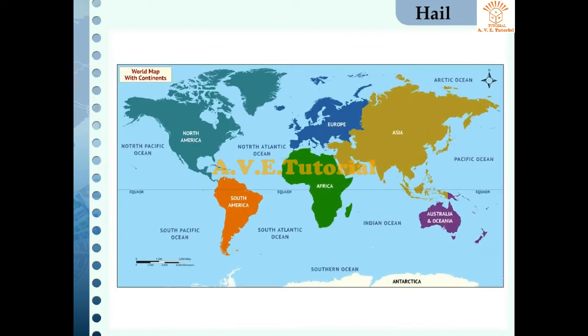Hails occur in summers in India, Africa, and in some parts of Southeast Asia. Hails do not occur in equatorial areas because of the heat in the atmosphere. Hails do not occur in cold zones because of lack of upward flow.